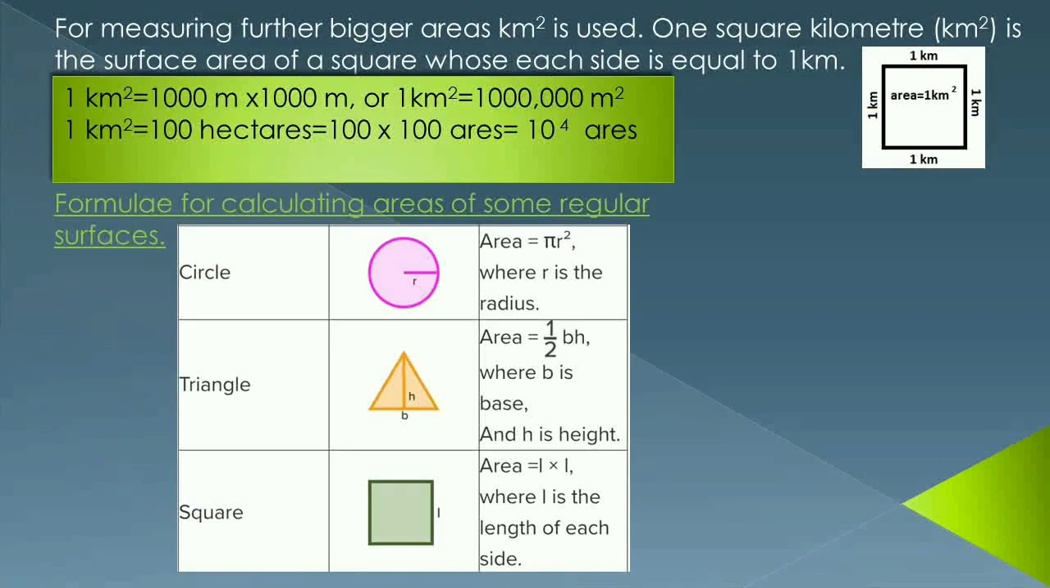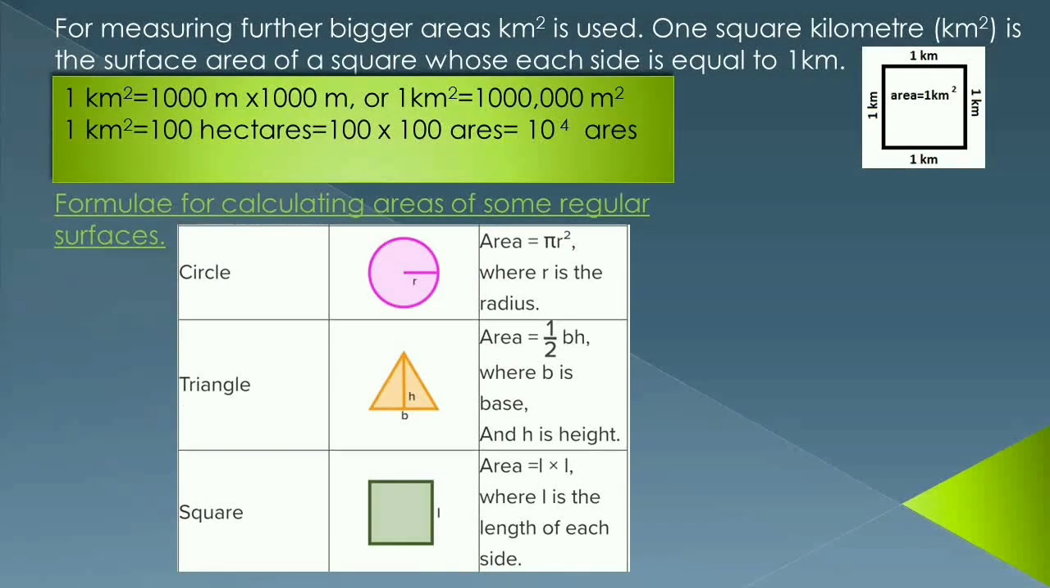Now the area of a triangle is half base into height. You can see the base and the height in the diagram. So the area of a triangle is half b into h, where b denotes base and h denotes height. Our next surface is the square. The area of a square is side into side, or length into length.